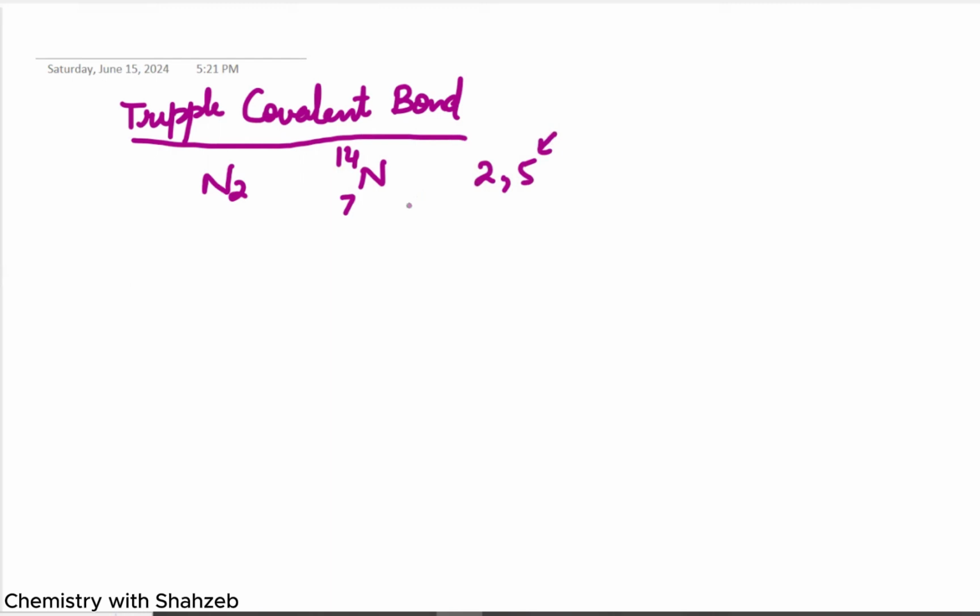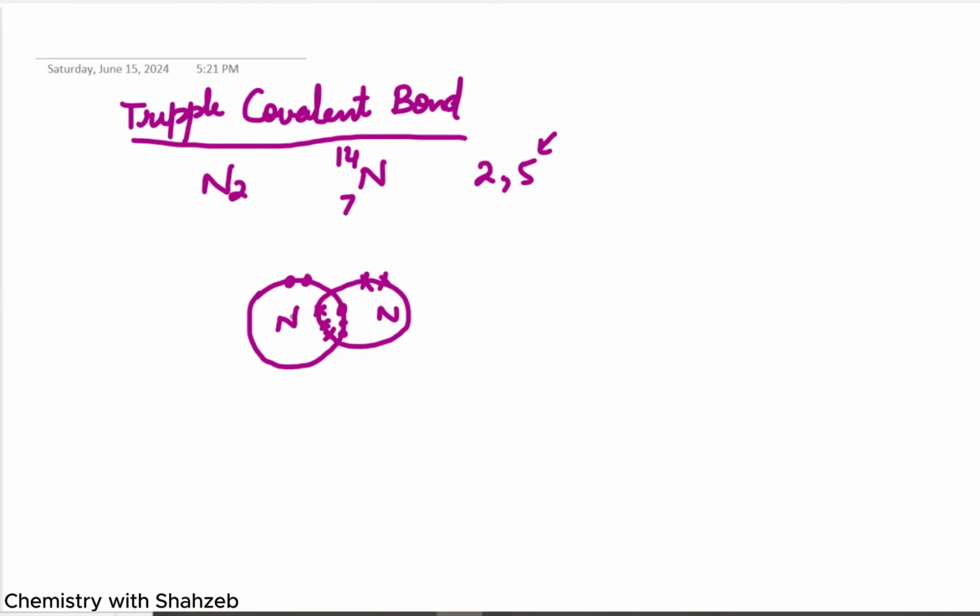Now it needs to complete 3 more electrons in its outermost shell. So it is going to form a triple covalent bond with another nitrogen like this. So 3 electrons would come from each side. 2 would be remaining here and 2 electrons would be remaining here. Now you can see that 8 electrons have been fulfilled for each nitrogen atom: 1, 2, 3, 4, 5, 6, 7, 8.